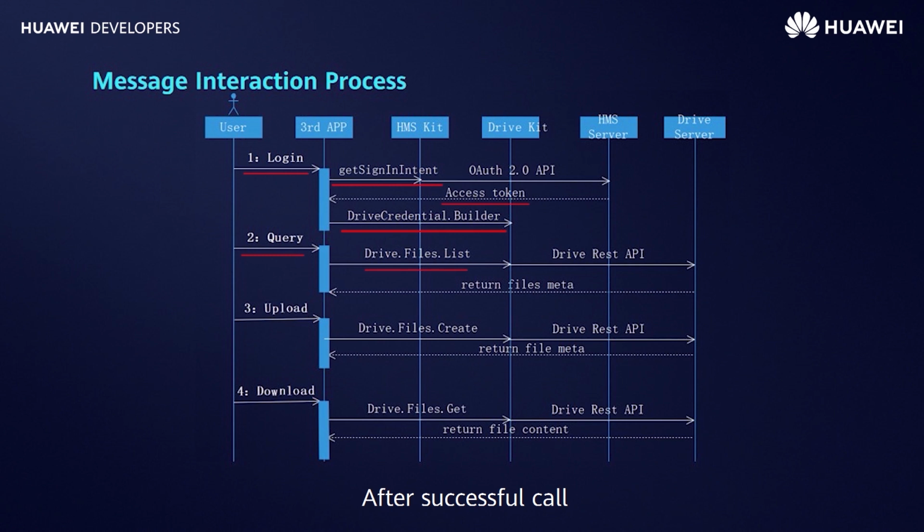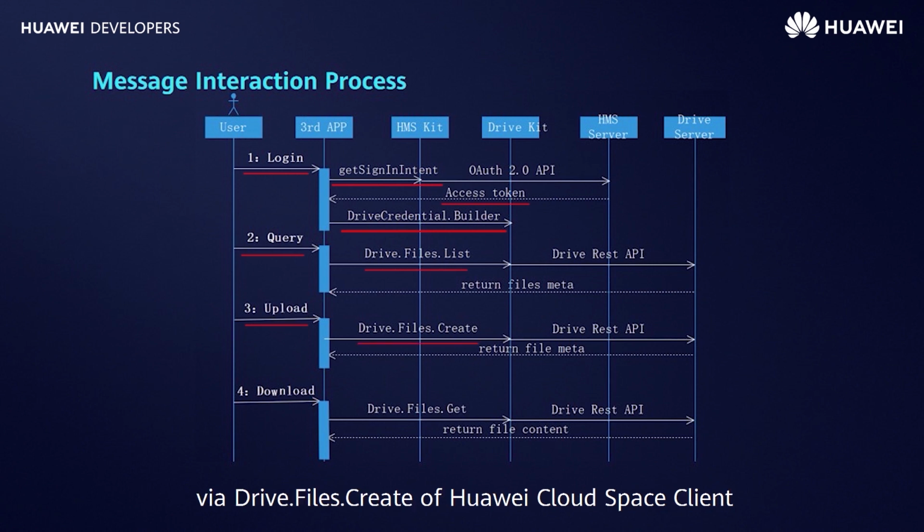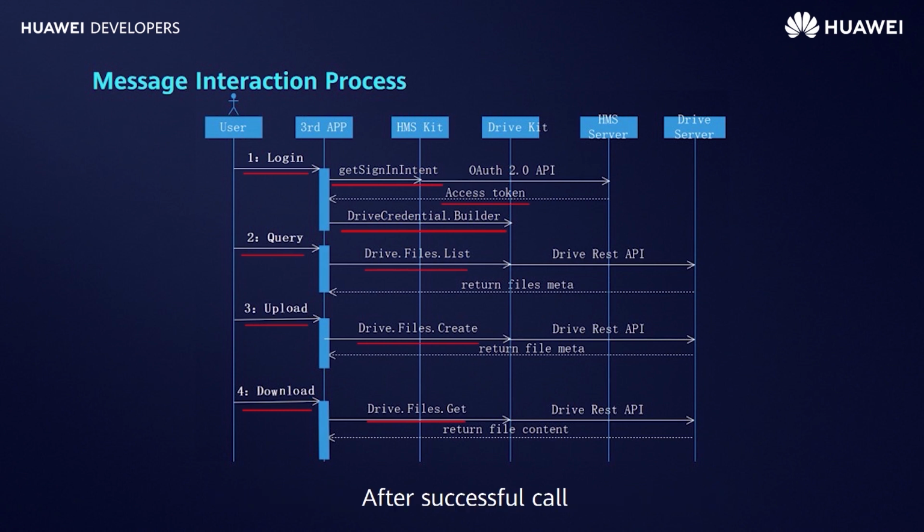After a successful call, the data list will be returned to the third-party app. Step 3. Upload local files to Huawei Cloud Space via drive files. Create a Huawei Cloud Space client. After a successful call, the local file will be uploaded to the Huawei Cloud Space server. Step 4. Access Huawei Cloud Space server data via drive files. Get a Huawei Cloud Space client. After a successful call, the Cloud Space server data can be downloaded to the mobile phone.